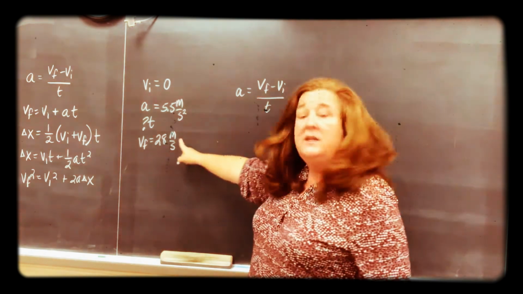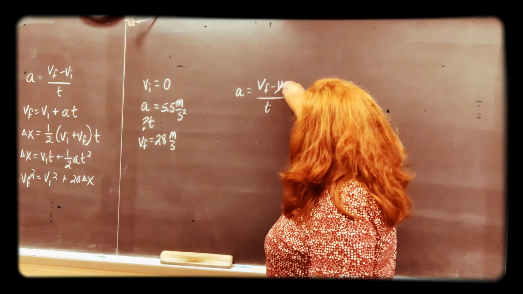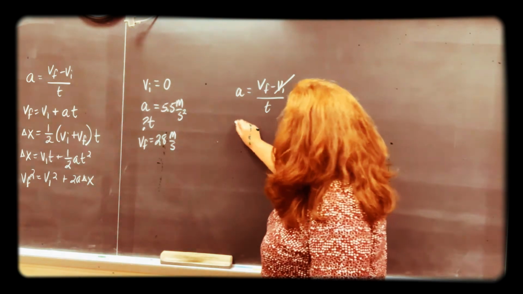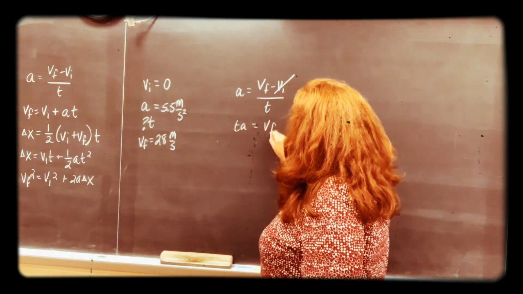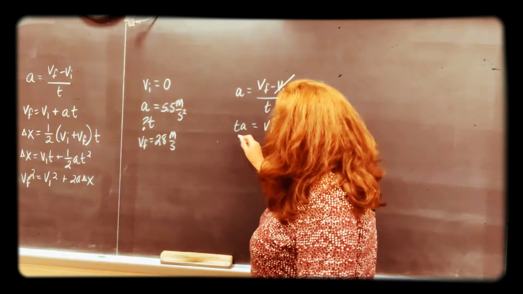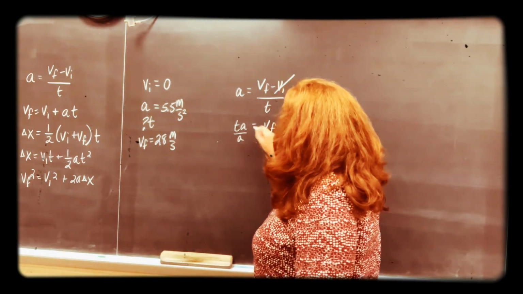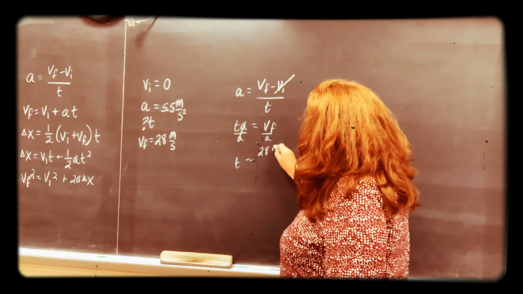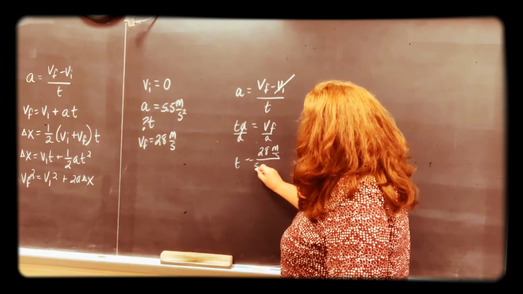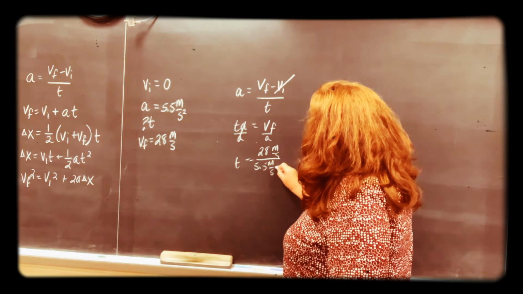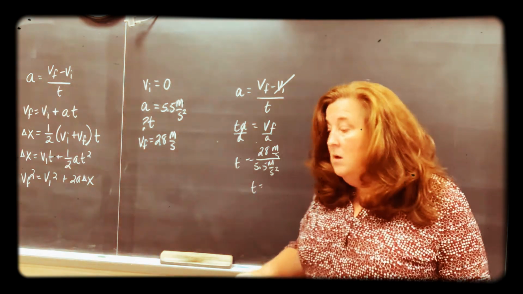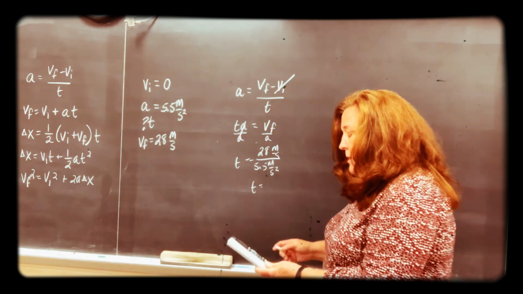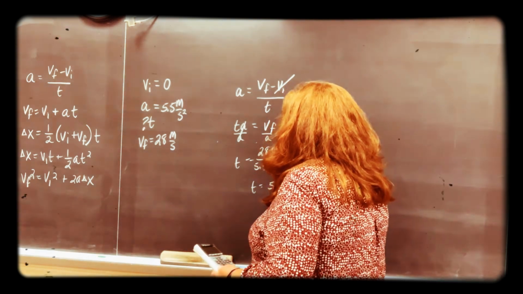We have the final velocity, it's 28 meters per second. We know the initial velocity, it's 0, so I'm just going to cancel that out altogether, and we're looking for the time. When we rearrange this equation, I multiply both sides by the time, and then I divide by the acceleration. It's just simple algebra. So I'm going to take the final velocity, 28 meters per second, and I'm going to divide it by the acceleration, 5.5 meters per second squared. And that's going to tell me how long it took for the car to accelerate. So I take 28 divided by 5.5, and I get 5.1, and that's going to be seconds because time is measured in seconds.